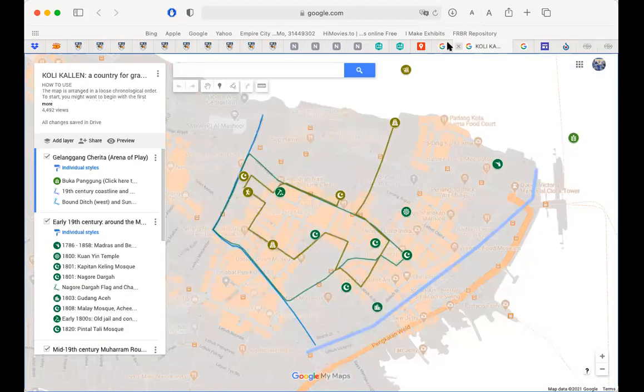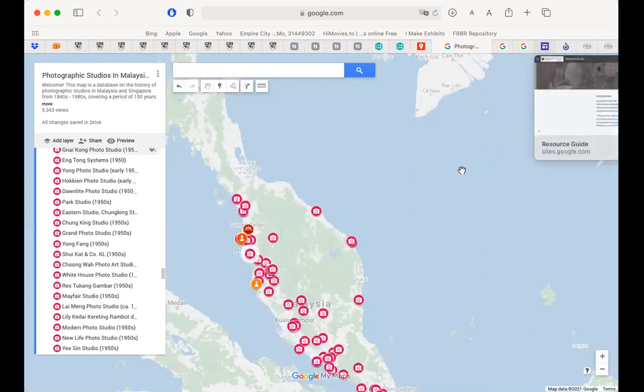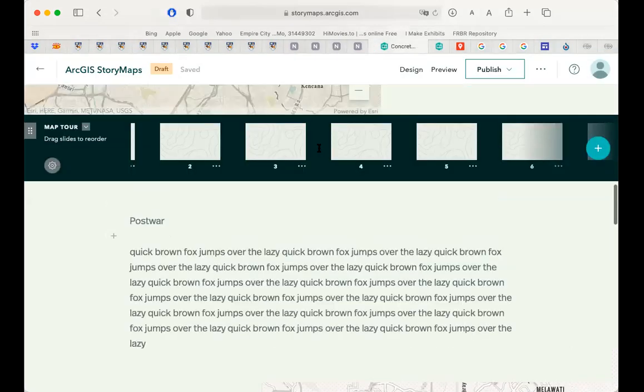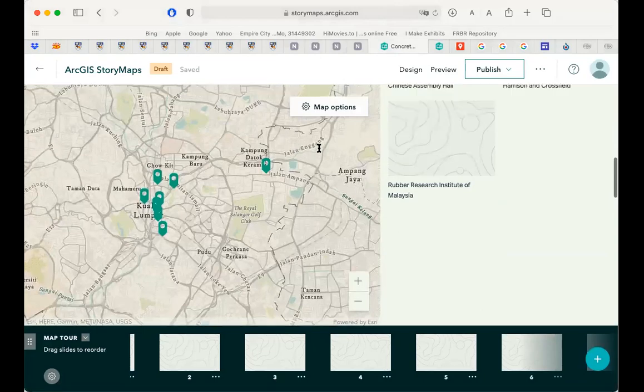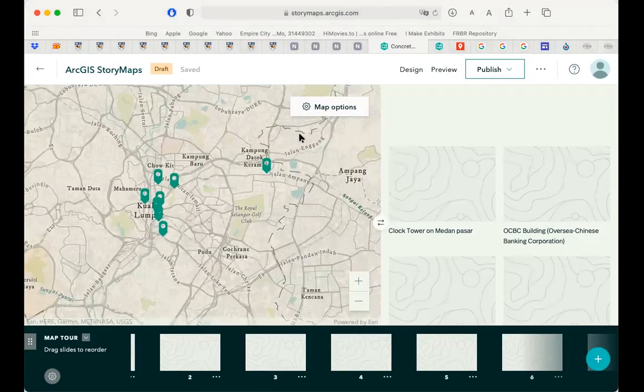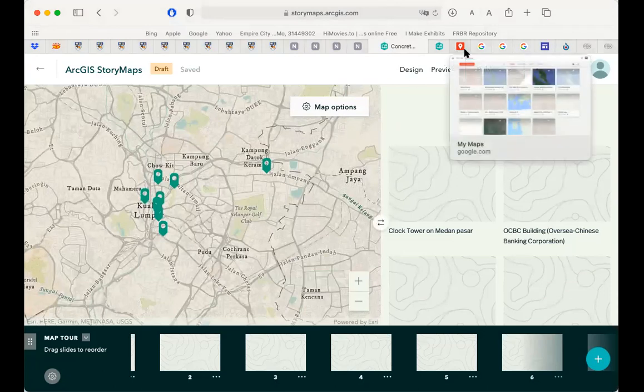I won't go too much into it, but this is something that I hope we can think of possibly doing this Saturday as we play around with the ArcGIS story map platform here, because I think this is a good platform to start with because it's more intuitive. Google My Maps is maybe a bit clumsy to use compared to this.